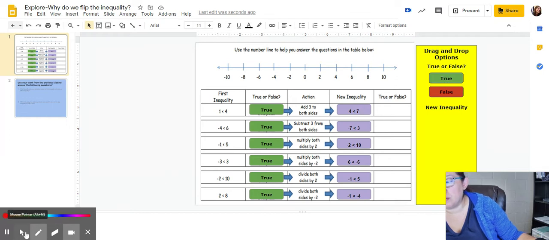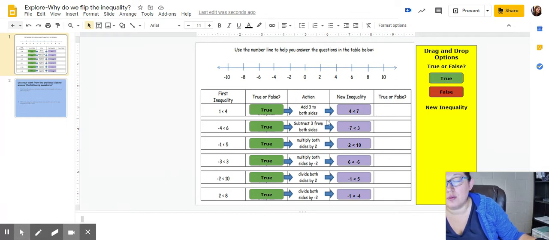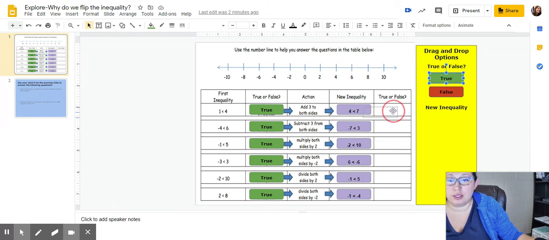Okay, so what you were being asked then here was to determine, after you applied all of these actions and got the new inequality that matched with it, well, is my inequality still true or is it not true anymore? Okay, so looking at this, adding 3, giving me 4 is less than 7, that is still a true statement.